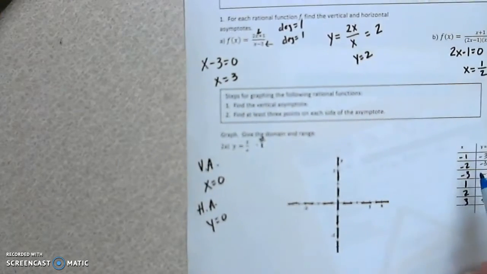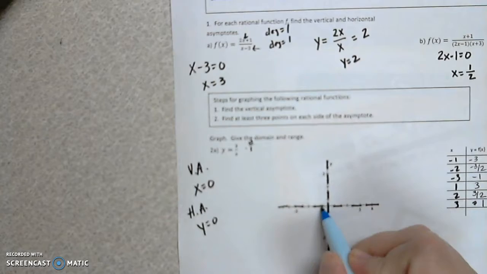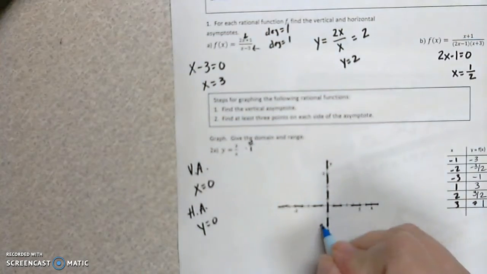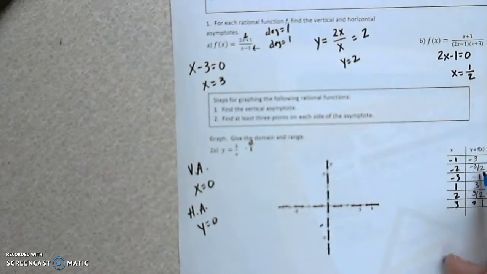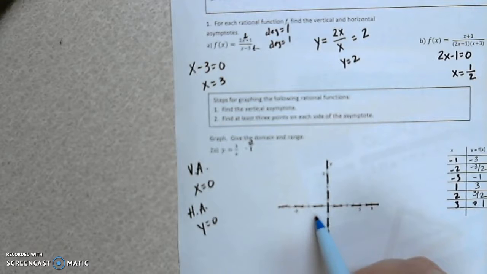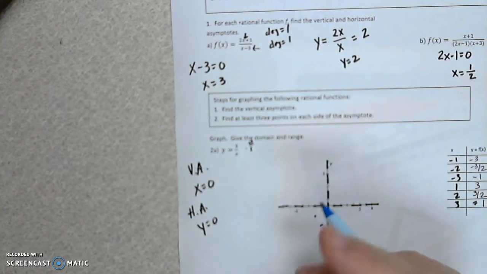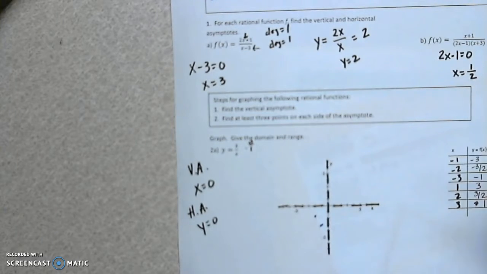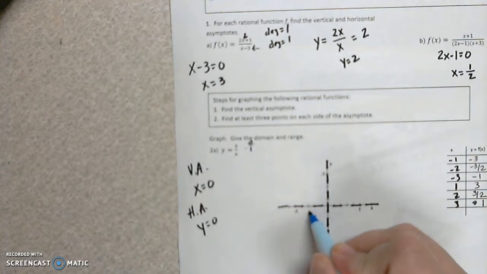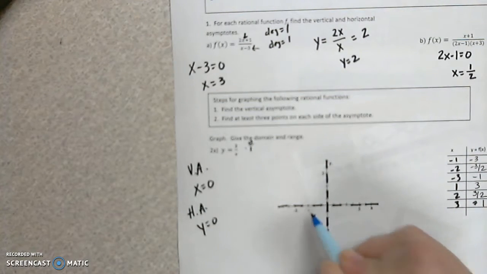Then I'm going to graph those points. Let's see. -1, -3 is left 1, down 3. And then -2, -3 halves would be left 2 and down 1 1/2. So 3 halves is simply 1 and another half. And then -3, -1 will be left 3, down 1.